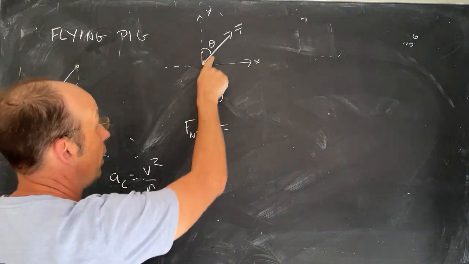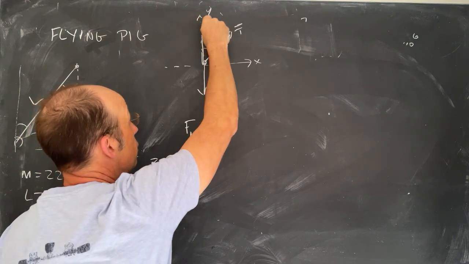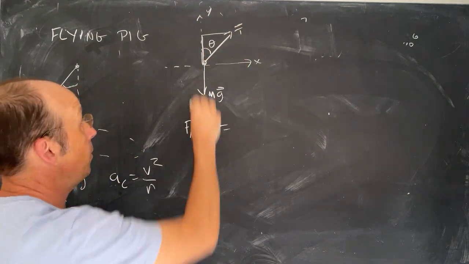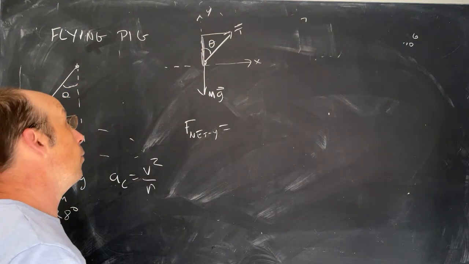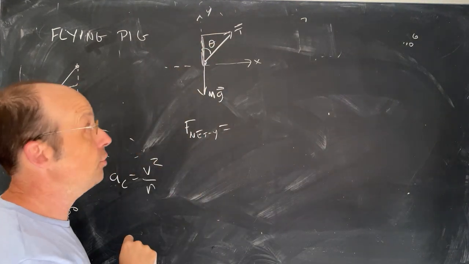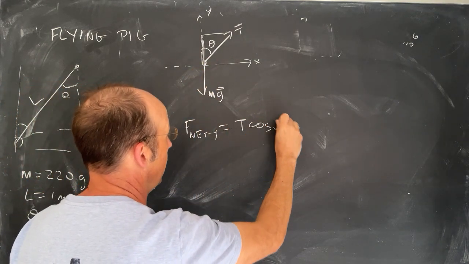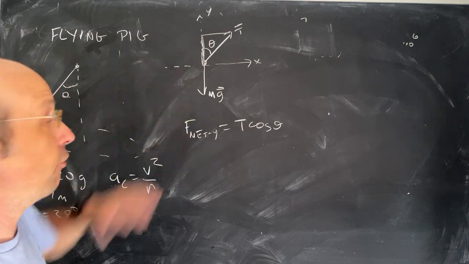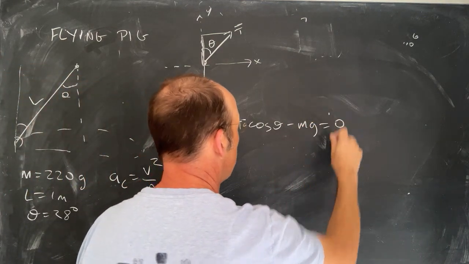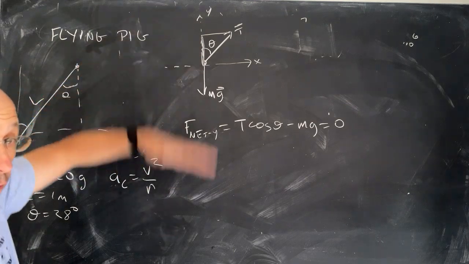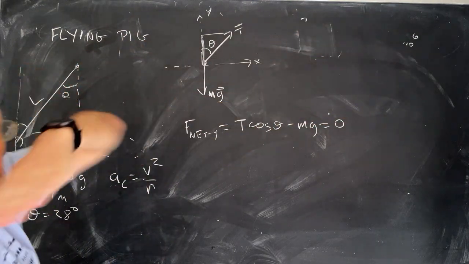So in the y direction, I have a component of the tension force right here. So it's nice to draw that little right triangle, and then we can see that this side is the adjacent side of that triangle. So if I want to find the y component of tension, I would use the cosine function. So this is going to be T cosine theta. And then gravity is all in the y direction, so it's minus mg, and that's equal to 0 because the acceleration in the y direction is 0 because the pig's moving in a horizontal circle. You like that?